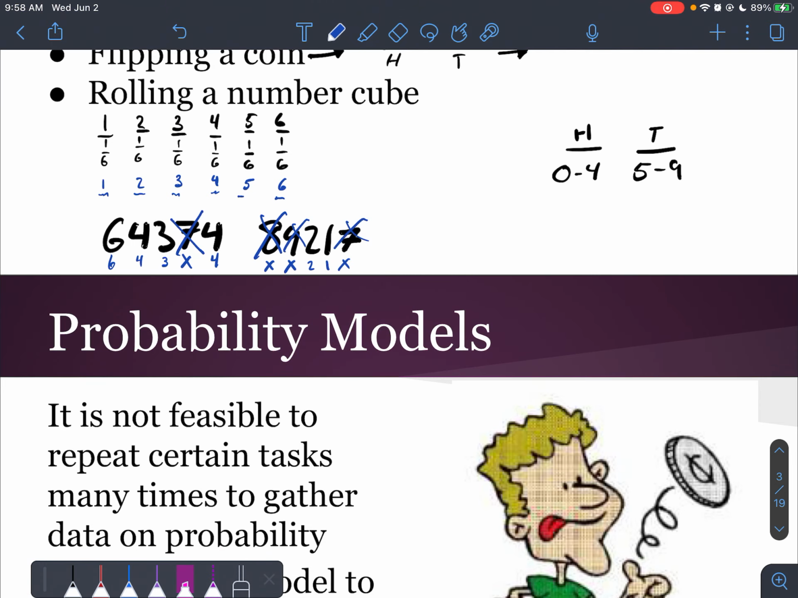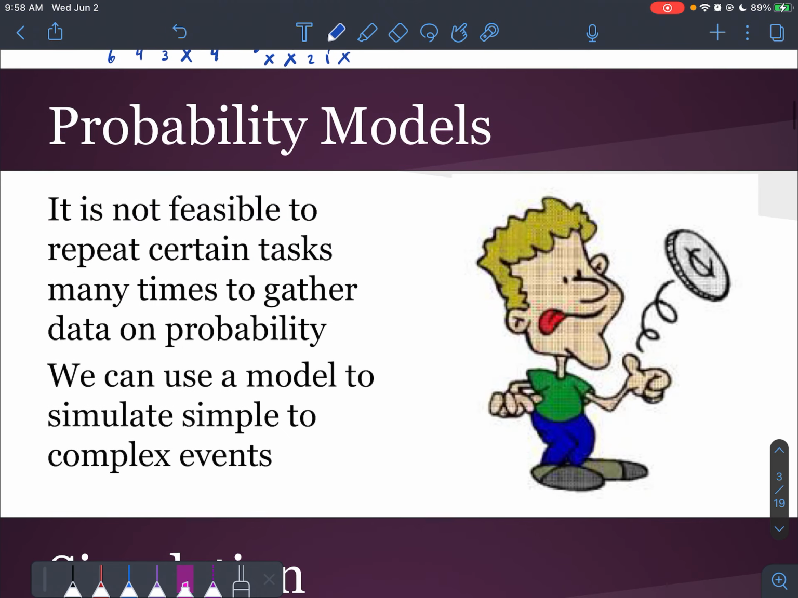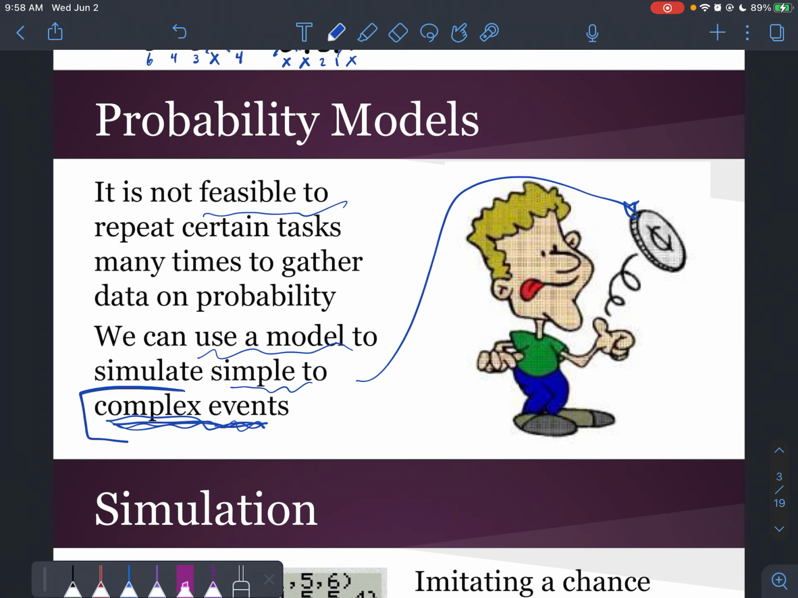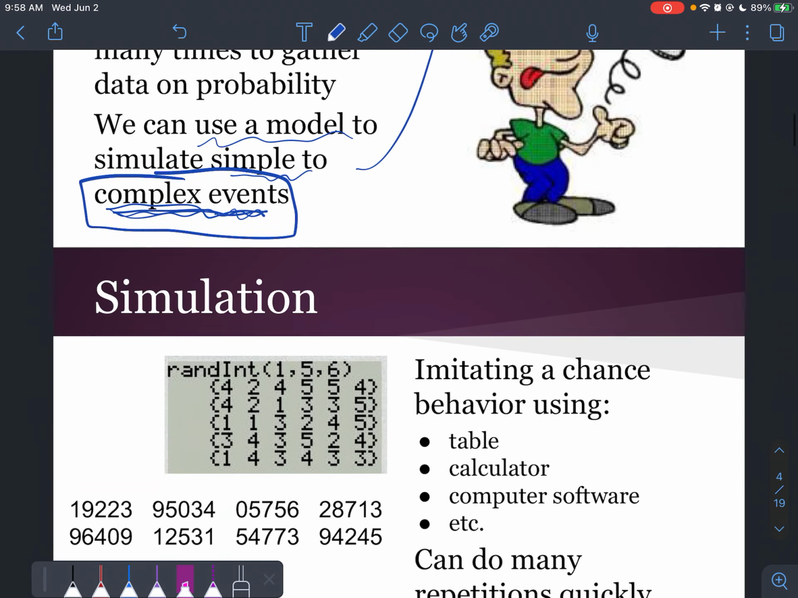So simulation, we talked about probability models a little bit. It's not feasible to repeat certain tasks many times to gather data on probability. So we can use a probability model to simulate events from simple, like flipping a coin, to complex. I've got a pretty complex event with kidney replacement and dialysis coming up here in just a second. That's obviously not a simple situation, but knowing the probabilities and having the probability models, we can simulate many, many trials.